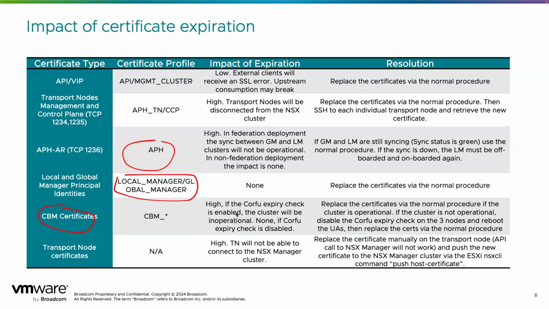Can one cert be used for all the transport nodes? We need to verify that. We are working on reducing the number of certificates that we expose in NSX and trying to reuse individual certificates for multiple purposes. Specifically for transport nodes, I don't think we have a clear answer if we can have the same transport node certificate for all of them. But for sure, we can have a single certificate for all the Corfu clients, the CBM Corfu client cert.